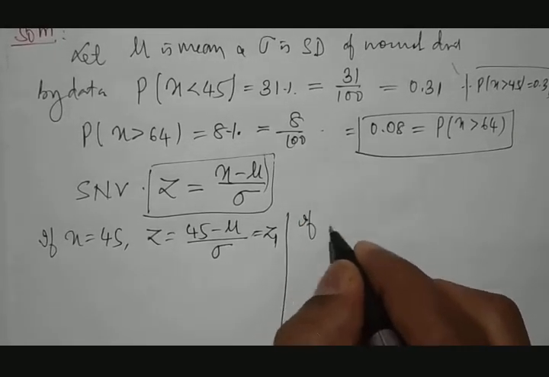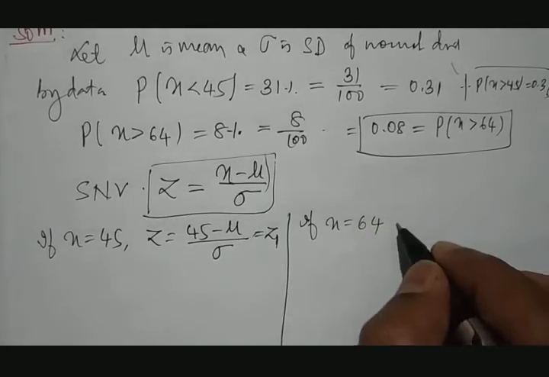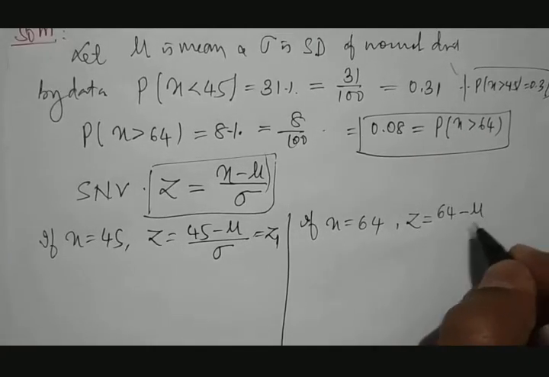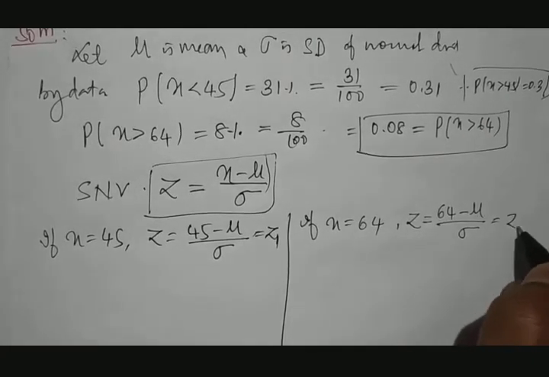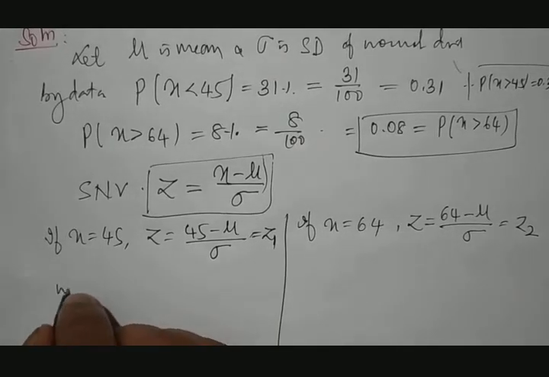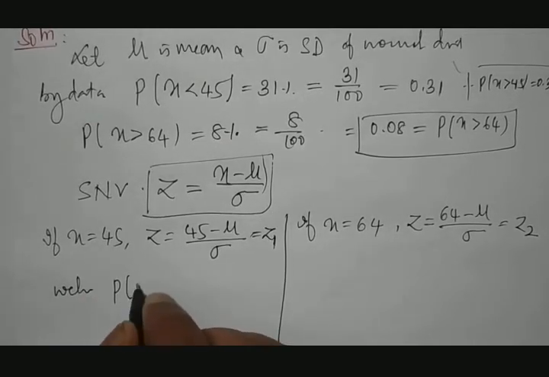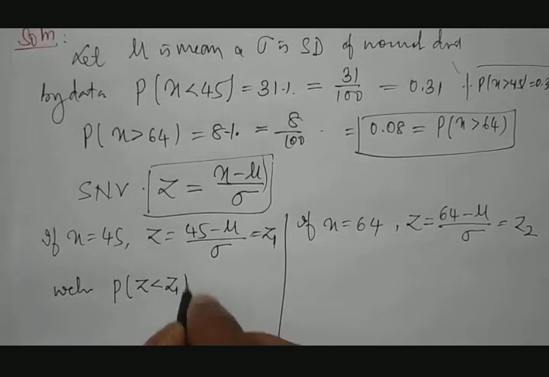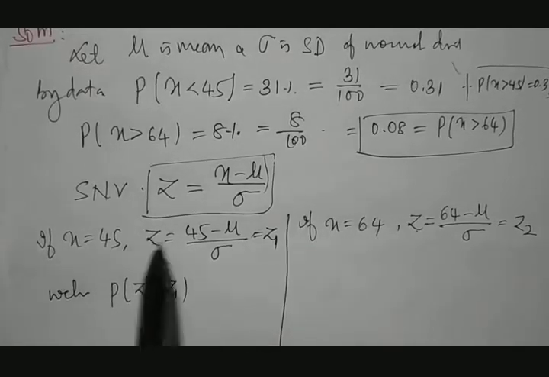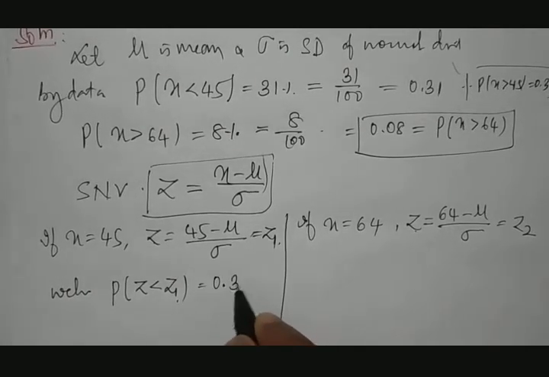Similarly, if x is equal to 64, then z is equal to 64 minus mu divided by sigma. This I'll take as z2. Then, as per the calculation, we have the probability of z less than z1. Understood? The probability of z less than z1 is 31%, that is 0.31.